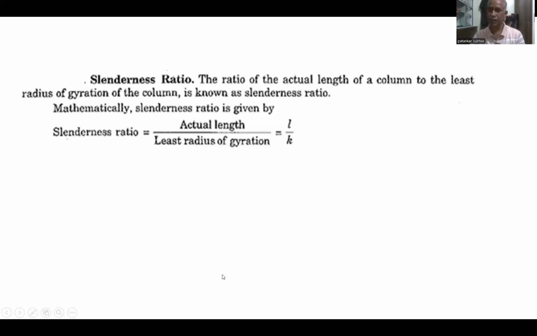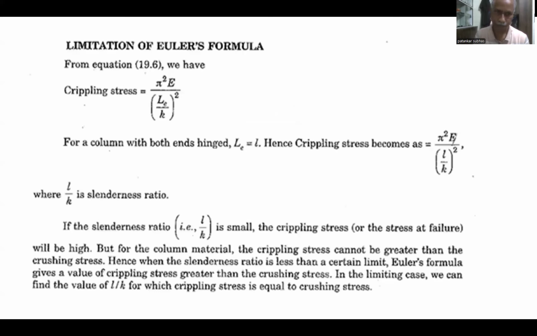Now, what is slenderness ratio? Slenderness ratio is the ratio of the effective length of the column to the radius of gyration of the column. It is called the slenderness ratio.